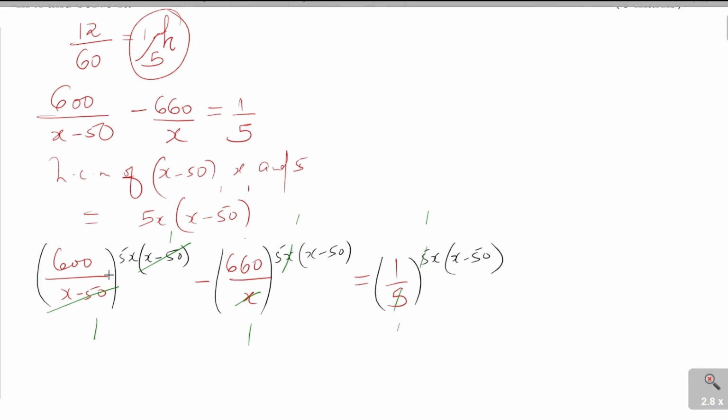So you'll be left with 600 times 5x, that will give 3000x. Then subtract, here you'll remain with 5 into brackets x minus 50, that will give 6, so you have to multiply 660. And then here you'll have 5x. When you multiply this, 5x subtract 5 times 50, 250, is equal to, here you will have x remaining, x subtract 50.